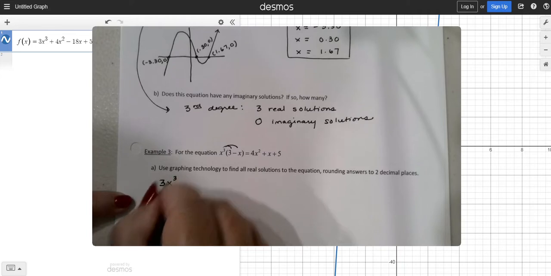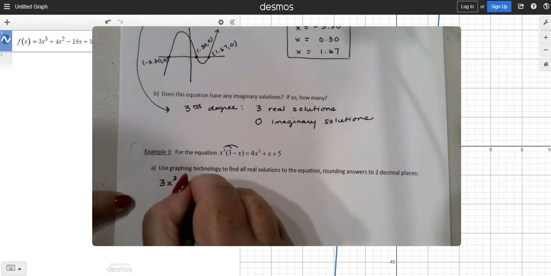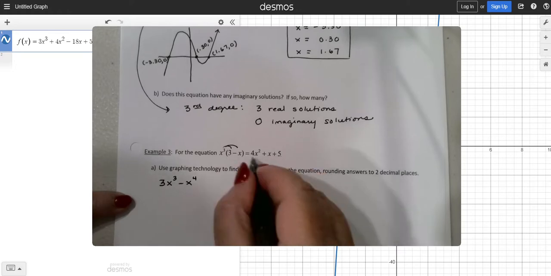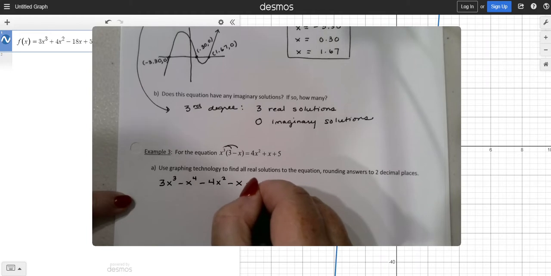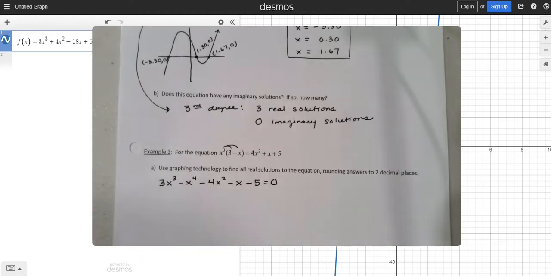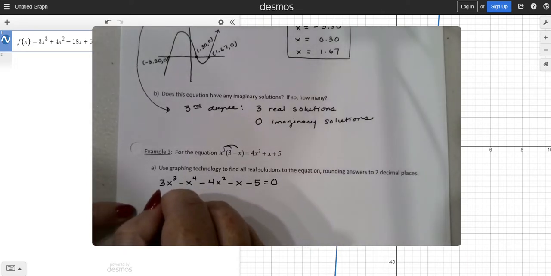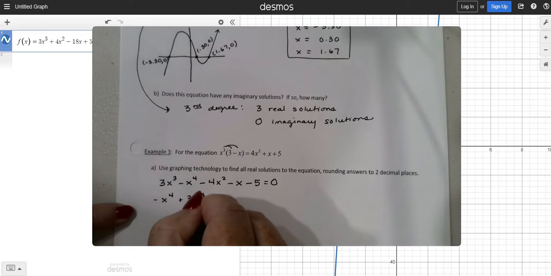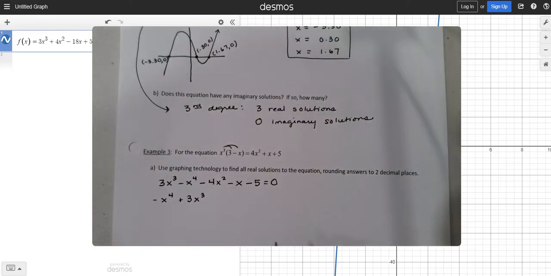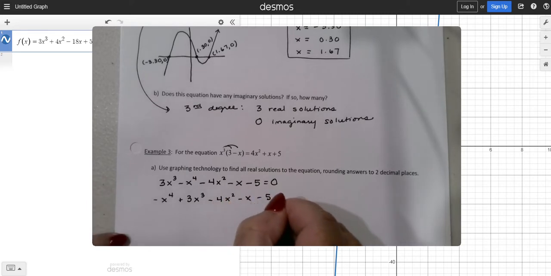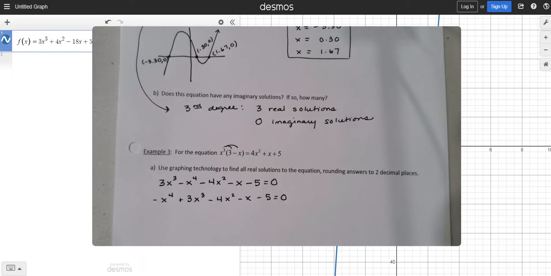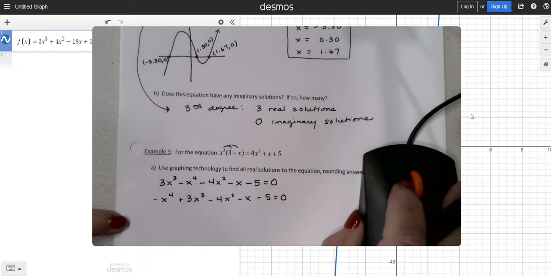I have 3x cubed minus x to the 4th. And then to get a 0, I'm going to have to subtract 4x squared, subtract x, subtract 5. There are no like terms, but if you want to, you could certainly rewrite this in descending order, just to make it look a little bit more normal, and kind of helps us to identify the degree and all that good stuff. So in fact, this degree is 4. And we'll go ahead and check out the graph.